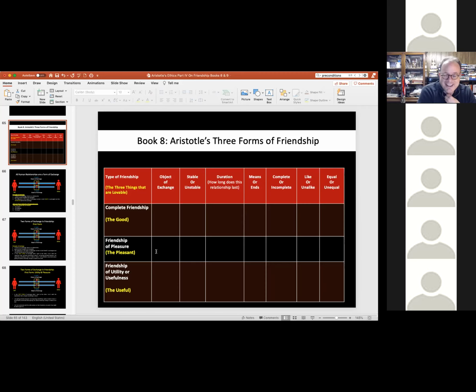He says that these other two forms of friendship are only friendship incidentally. And he seems to be saying it's like we call them forms of friendship, but they're not really friendship at all. They're relationships, which is something different. We can have relationships with anybody, right? But complete friendship is true friendship.